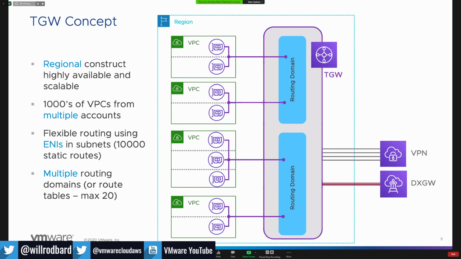So it's really highly available and scalable. We can connect thousands of VPCs on multiple accounts with Transit Gateway. Very flexible in routing. Every VPC has an elastic network interface, and we can have up to 10,000 static routes, multiple routing domains, so you can have 20 route tables in a transit gateway, and we will see how route tables are important when we do specific things.